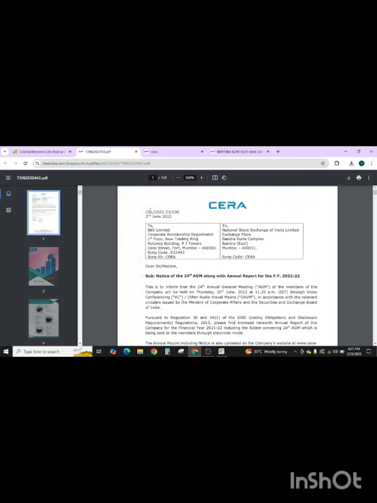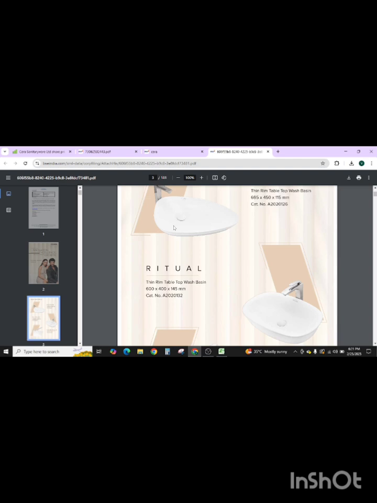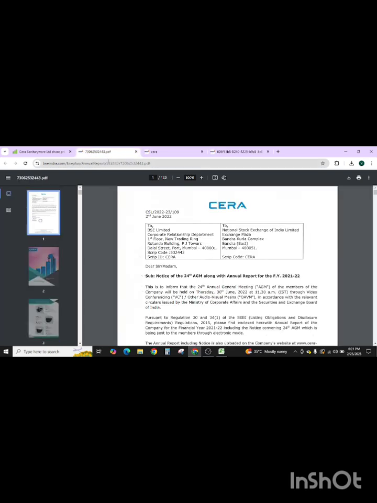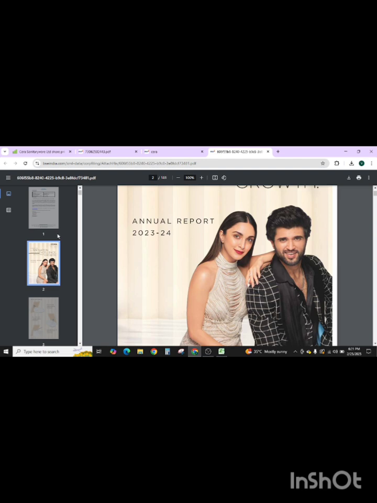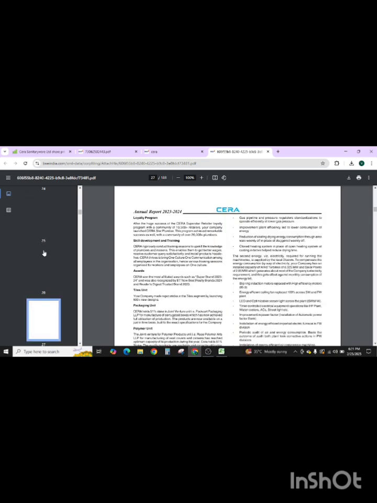So for 2024, we will go to the 2024 annual report. This is the 2024 annual report, this is 2023, and this is 2022. In 2024, we will find the margins on a consolidated basis, not standalone. We will see the whole group, not just Sarah Centriware alone, in case there is some subsidiary of Sarah Centriware.